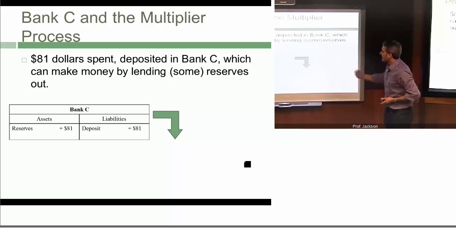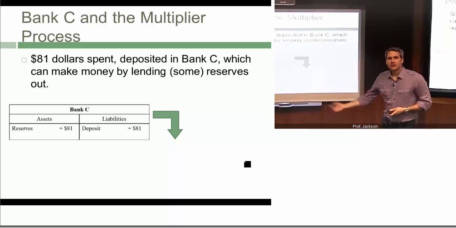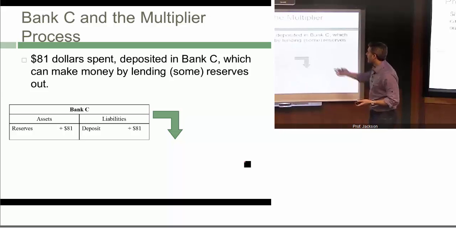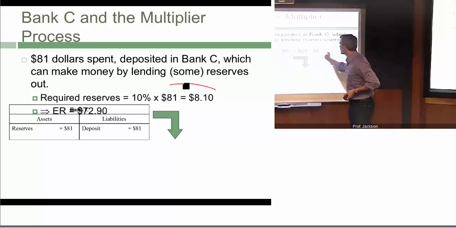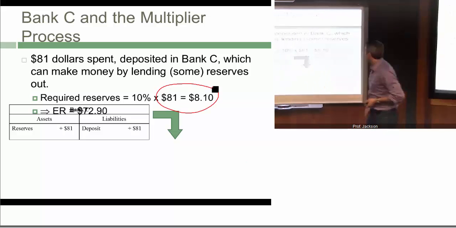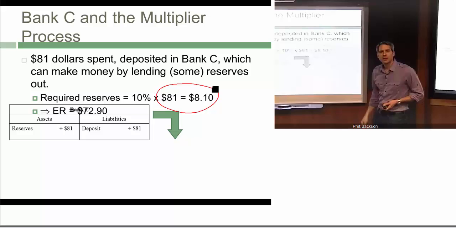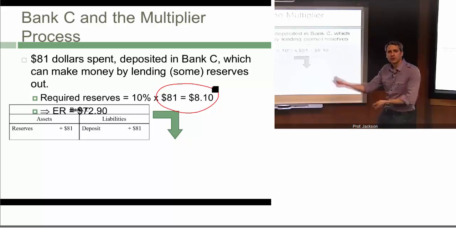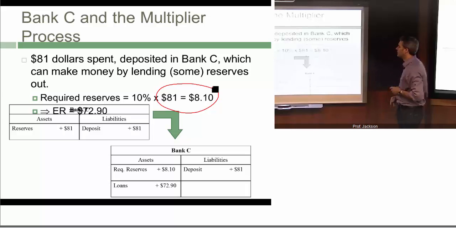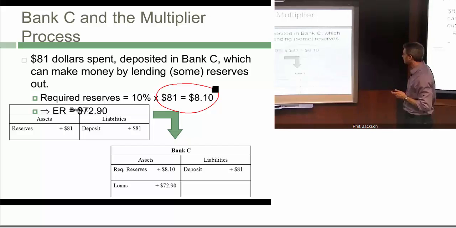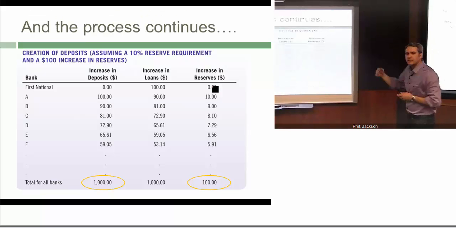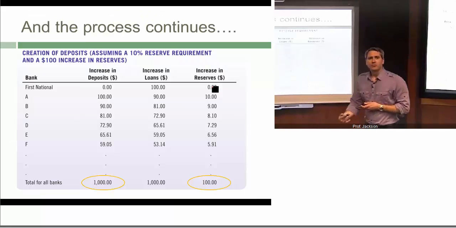So when Bank B loans $81 out, again, that money gets spent. It becomes a deposit in another bank. We'll call it Bank C. The same process occurs. Bank C holds 10% of its deposits of $81, which is $8.10. The remainder, $72.90, is going to end up being excess reserves, which it's going to transform into a loan of $72.90. So this process continues indefinitely, presumably.